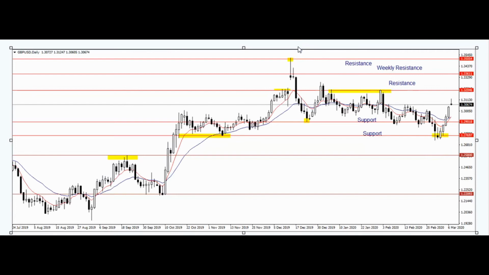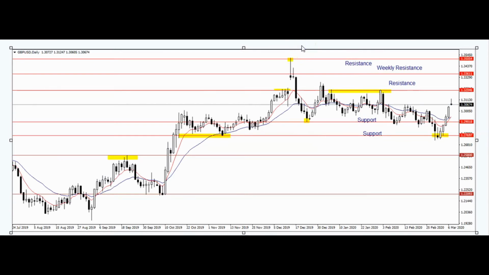So my bias is now neutral on this pair. We're essentially trading in a range bound zone between here and here. So between 1.32046 or thereabouts and 1.27697 or thereabouts. So it's quite a large range bound zone.